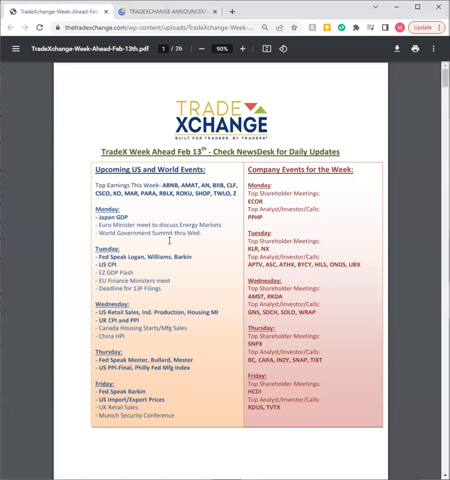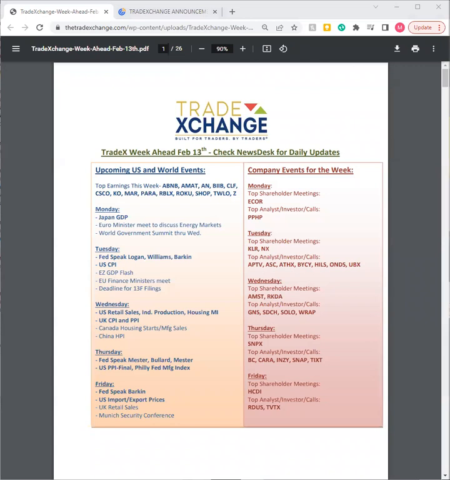First, upcoming U.S. and world events. On Monday, not much on the U.S. side. We do have the Japan GDP on watch. Tuesday, we have the CPI report, as well as some Fed speakers, Logan, Williams, and Barkin. On Wednesday, on the U.S. side, economic data-wise, we have retail sales and industrial production. And on the U.K. side, we have the CPI and PPI. So that'll be interesting to see how activity is on the inflation side over in Europe and the U.K.